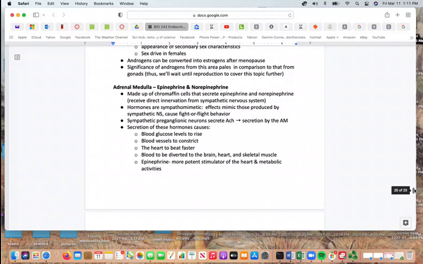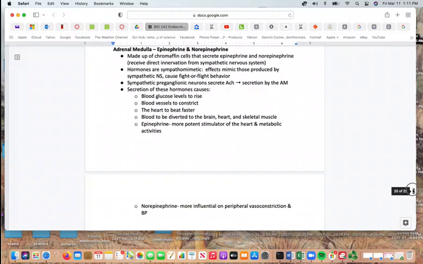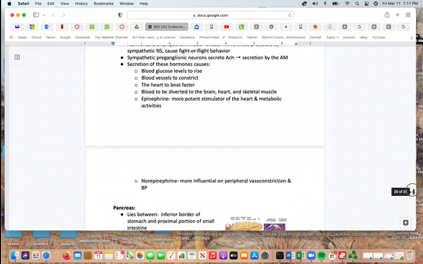The secretion of these hormones will raise the blood glucose, cause blood vessels to constrict, and the heart to beat faster. It's going to shift more blood to the brain, heart, and skeletal muscle. And the epinephrine is the most potent stimulator of the heart and the metabolic activities. So again, it's helping you deal with stress. Norepinephrine, on the other hand, is more influential on the peripheral vasoconstriction and blood pressure.